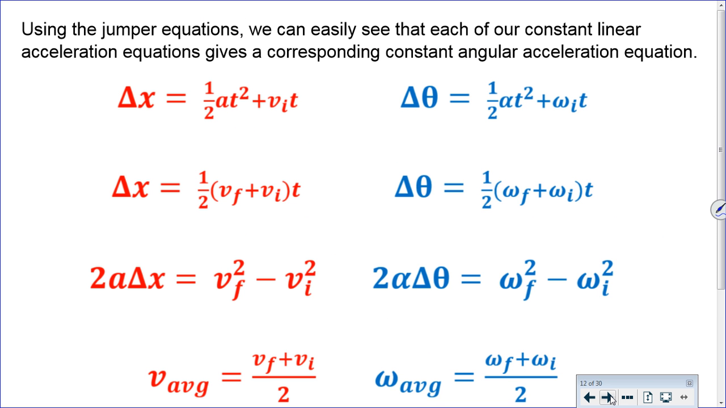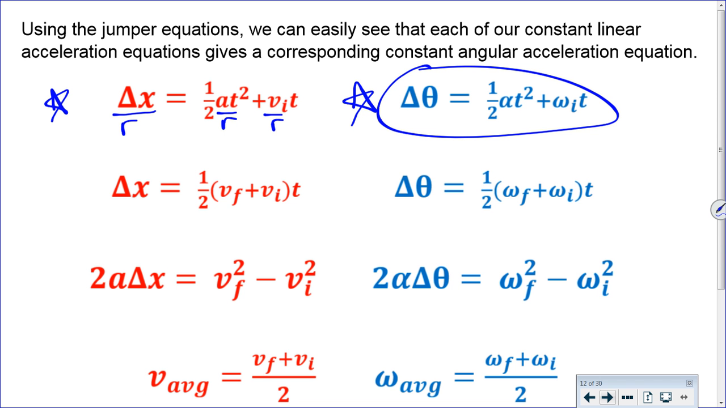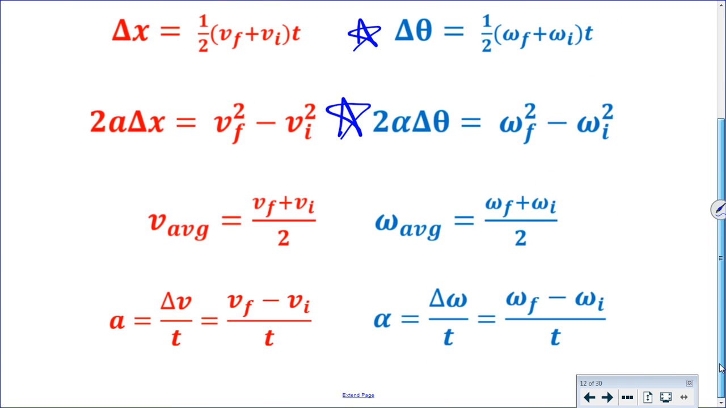All right. So using these jumper equations, you can see that all of the equations that we learned in that first chapter have a corresponding angular equation. In other words, if I divide this by radius, and this by radius, and this by radius, it gives me this equation. Similarly, you could do some algebra, dividing here by r to get this one. Here, you divide by r squared to get this one. Divide by r, divide by r.